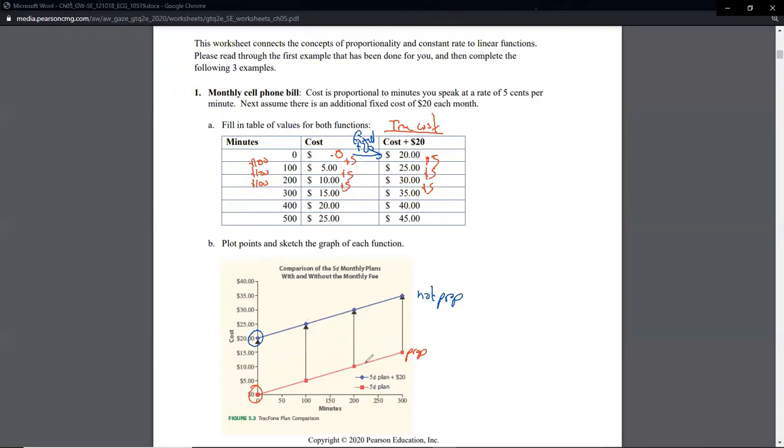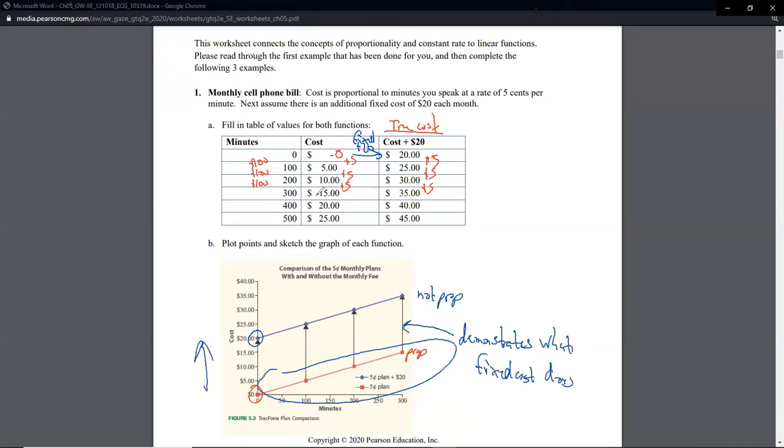Now these black vertical lines, this is not something you are traditionally going to draw. These black lines are just demonstrating what the fixed costs do. It just shows that the fixed cost takes this line and it bumps it up $20. That's all that's showing. Because this one is $20 higher than that one. This one is $20 higher. This one is $20 higher. That's all a fixed cost does, or fixed whatever. It doesn't have to be a cost. It just shifts things up.